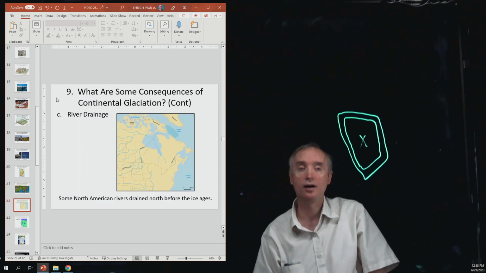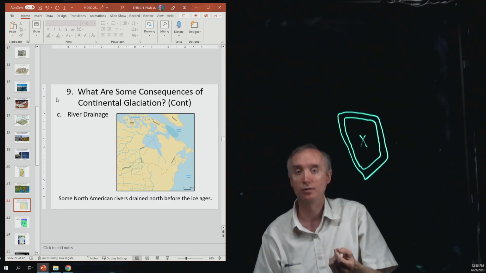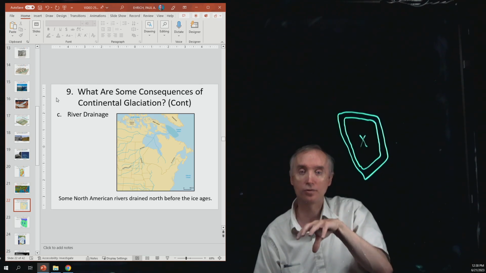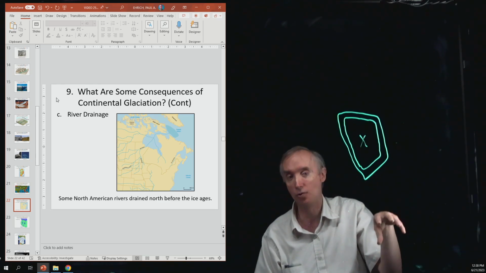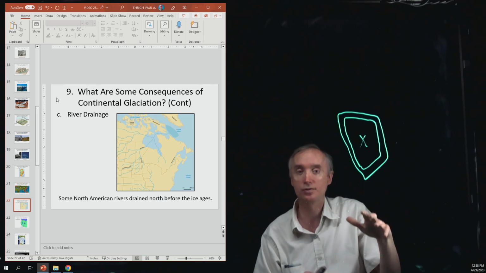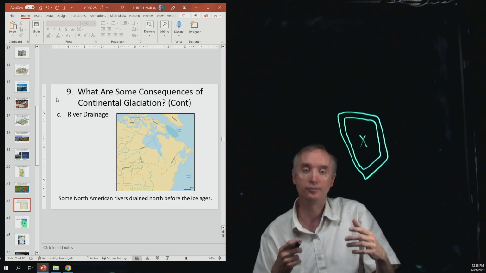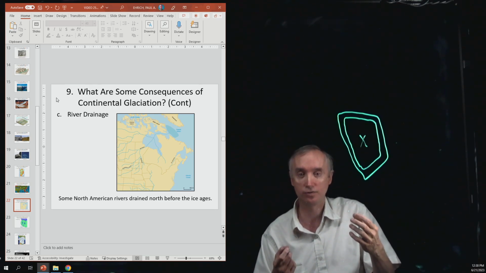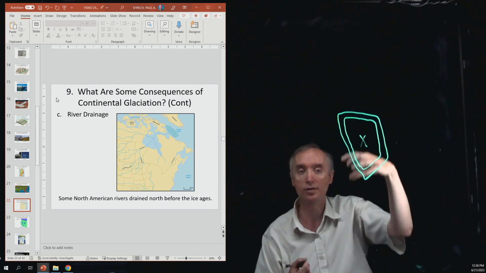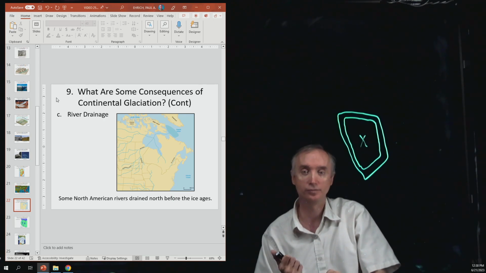Okay, and then glaciers can change existing river systems. And so this picture shows how before the ice ages began, how rivers in North America drained to the north. And then as a result of the ice ages, it changed the drainage patterns so that some of those rivers that used to drain north, now they drain south in North America.